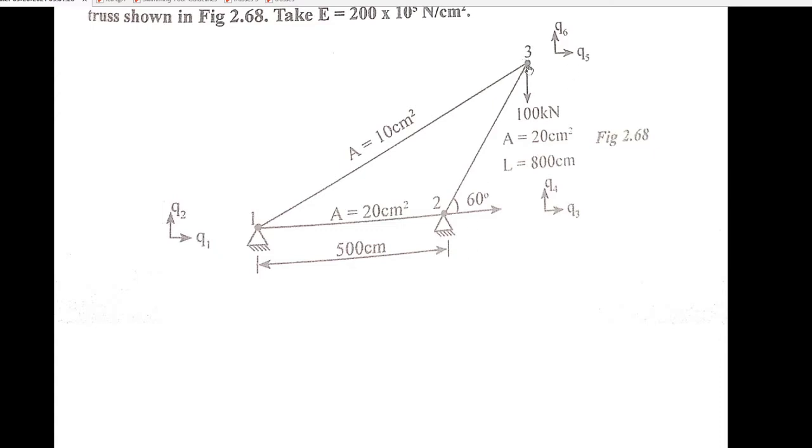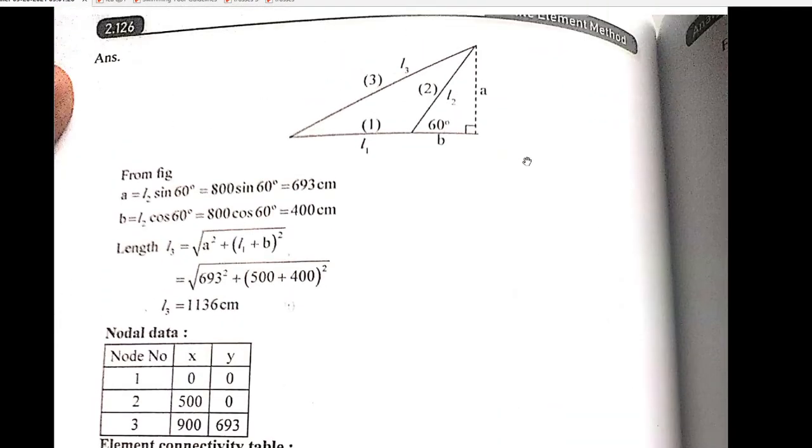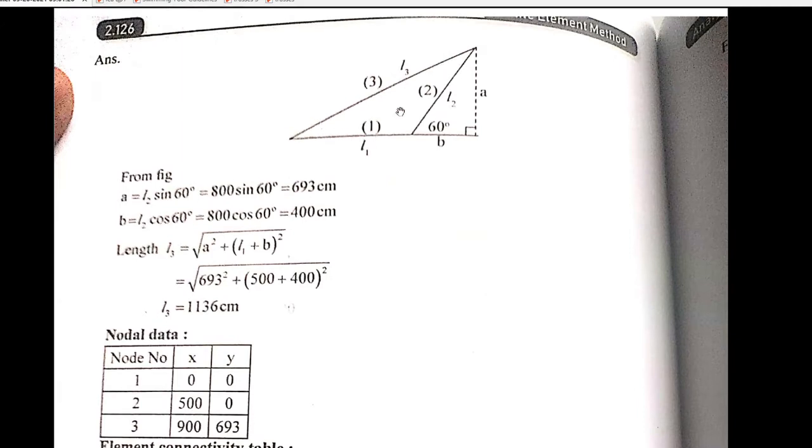Here we don't know the coordinates, because this distance I don't know. That we need to find out. That is the first step. Therefore, you draw this figure.